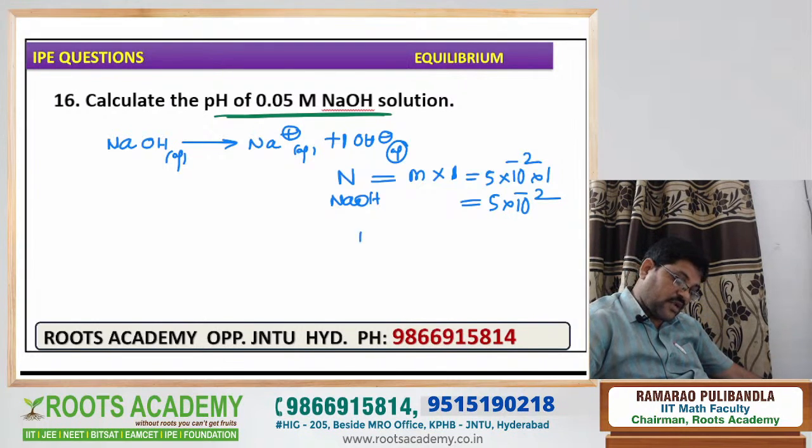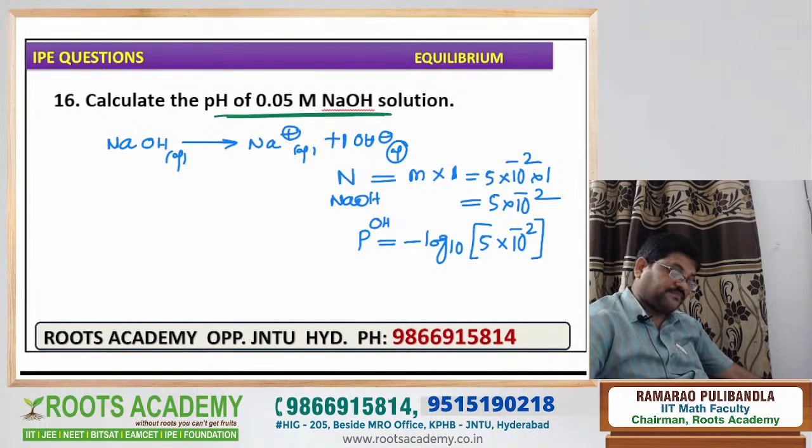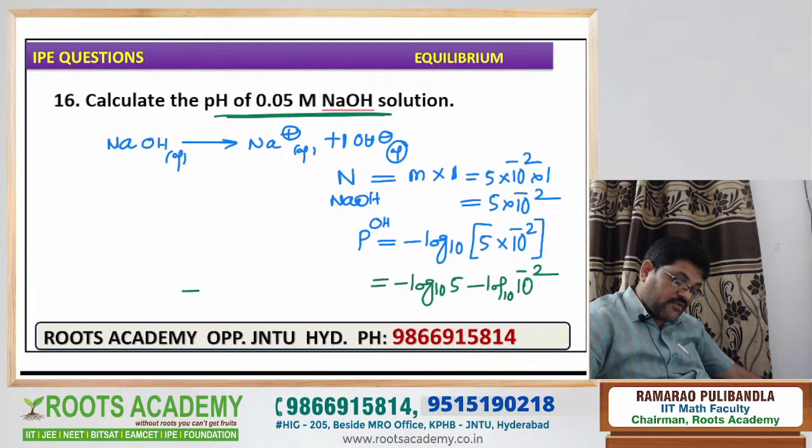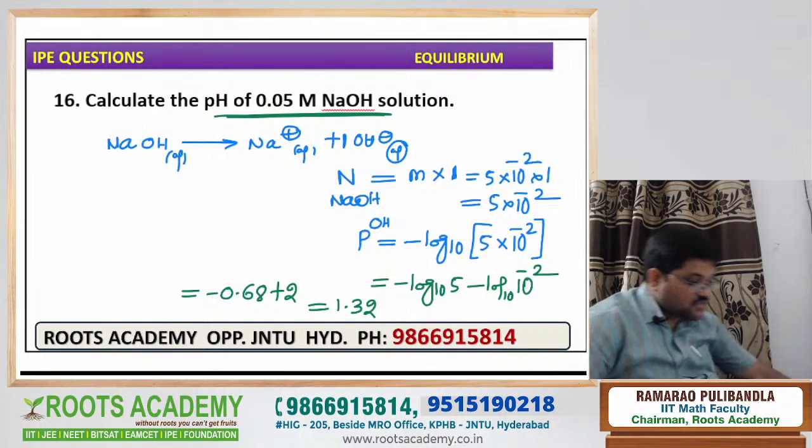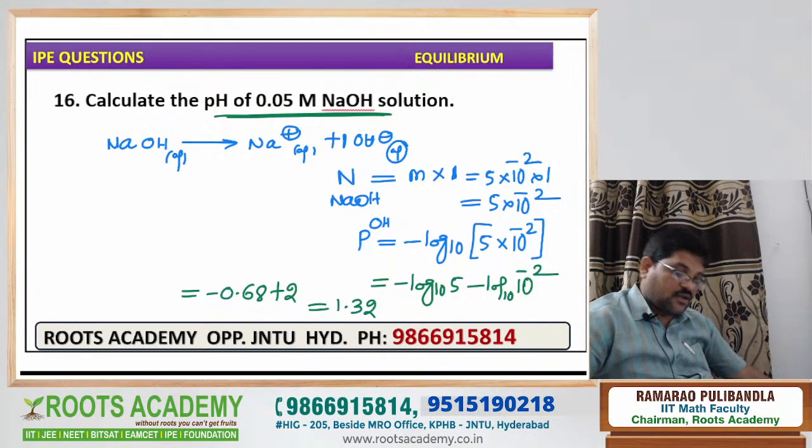So from that what do you get? pOH. pOH is equal to minus log to the base 10 of 5 into 10 power minus 2. Understood? Yes, students. So from that, minus log to the base 10 of 5, minus log to the base 10 of 10 power minus 2. Now what is log 5? Simple logic. Now log 5 value is 0.68, so minus 0.68, plus 2 becomes 1.32. That is the pOH. Now you want pH.